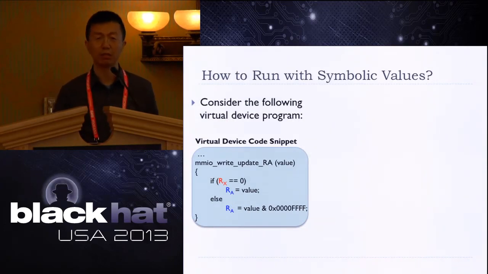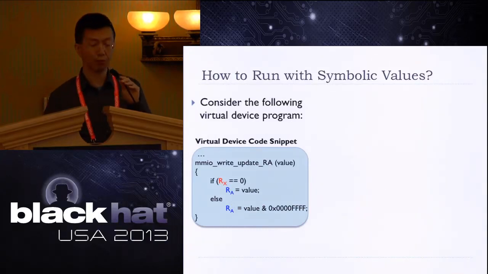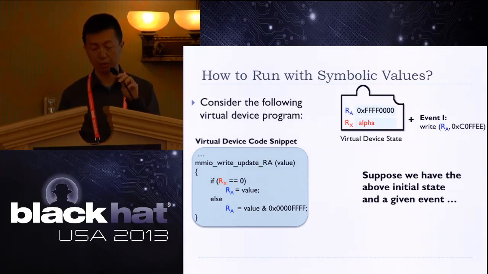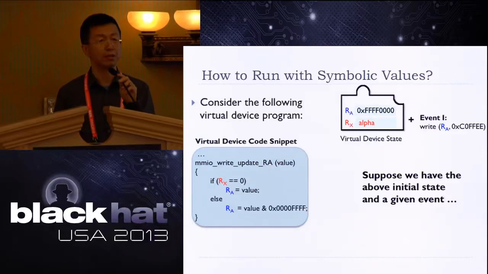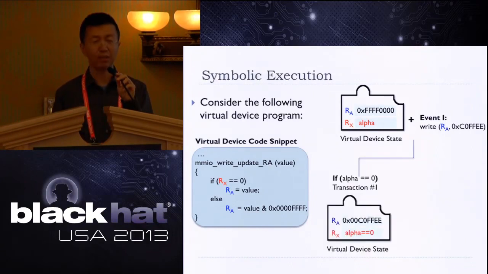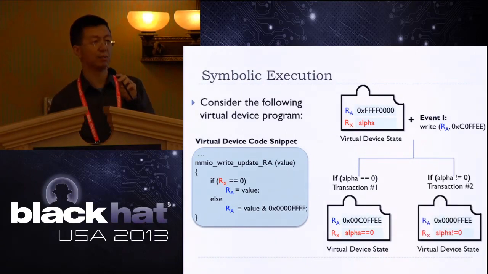Say, in the virtual device, we have the register Rx, which is observable in the virtual device, not observable in the physical one. If you have this code, and you start with a concrete value for RA and a symbolic value for Rx, you're still able to respond to an event. You just cannot deterministically say what the exact output is, but you can say if alpha is equal to 0, you will take this path, okay? And if alpha is not 0, you take the other path, okay?